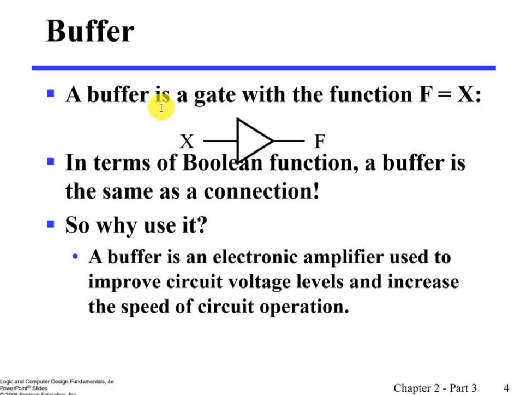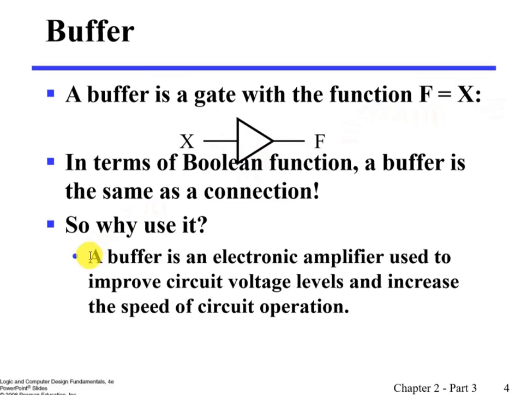Buffer is a gate with the function f equal to x. And it has the following symbol: x, and then this is the symbol of the buffer, the triangle aligned with f, right? So a buffer is nothing but the same as a connection in terms of Boolean function, f is equal to x. But why do we need to use it?